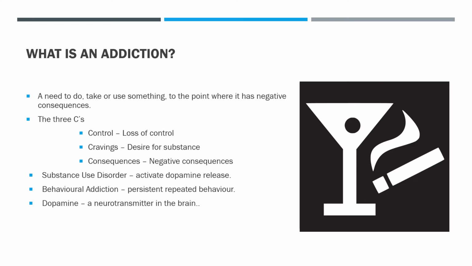Addiction is a physical or psychological need to do, take, or use something to the point where it has negative consequences. The three C's, control, cravings, and consequences, are used to help distinguish between a habit and an addiction. Addiction is categorized under two main headings: a substance use disorder, which releases the neurotransmitter chemical dopamine causing the repeated use, and behavioral addiction, which produces a short-term reward which may result in persistent repeated behavior.